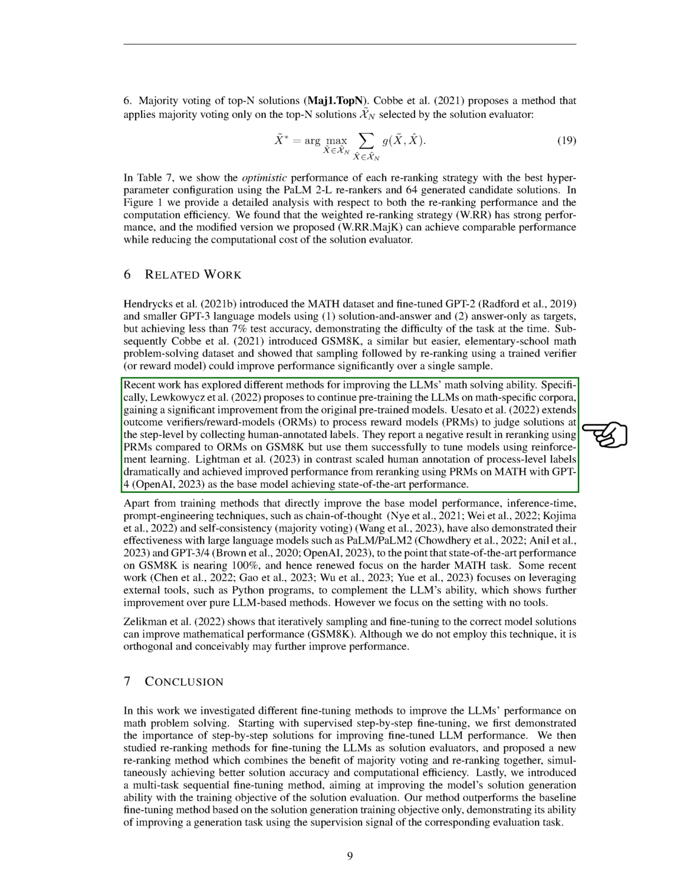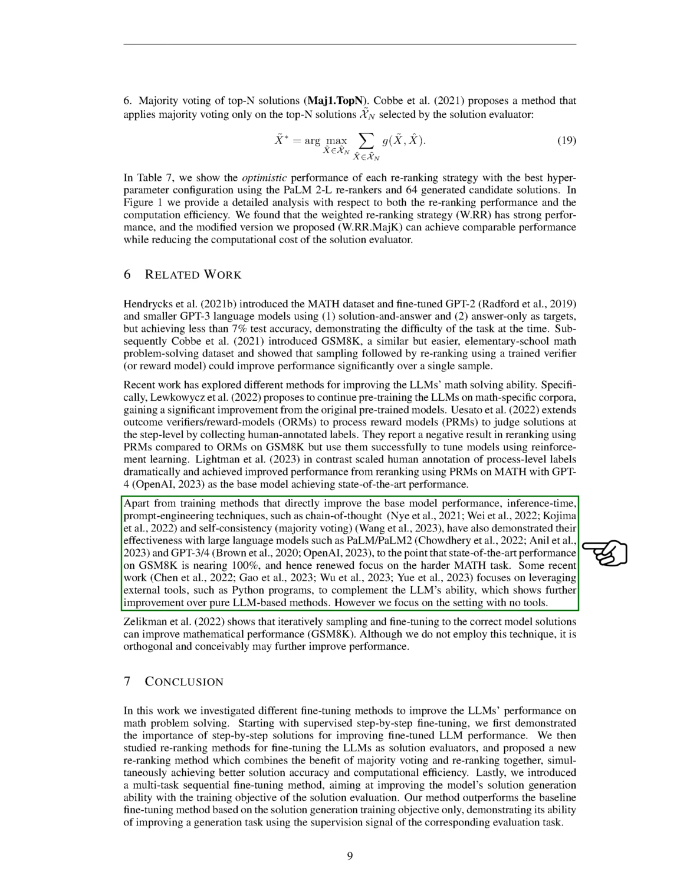Recent work has explored different methods for improving the math-solving ability of large language models, LLMs. Some researchers propose to continue pre-training the LLMs on math-specific corpora, which has resulted in significant improvement from the original pre-trained models. Others have extended outcome verifiers, reward models, to process reward models to judge solutions at the step level by collecting human annotated labels. Some researchers have scaled human annotation of process-level labels dramatically and achieved improved performance from re-ranking using process reward models on math with GPT-4 as the base model, achieving state-of-the-art performance.